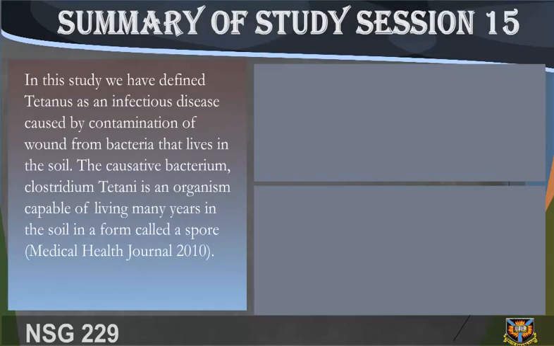Summary of study session 15. In this study, we have defined tetanus as an infectious disease caused by contamination of a wound with bacteria that live in the soil. The causative bacterium, Clostridium tetani, is an organism capable of living many years in the soil in a form called a spore. Medical Health Journal, 2010. End of study session 15.